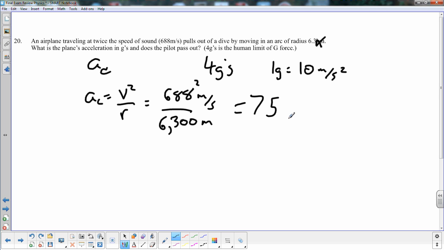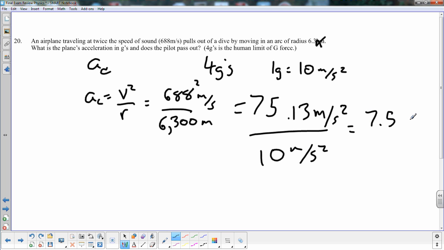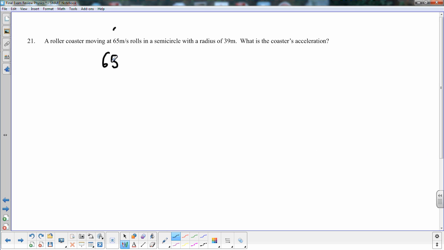65 squared over 39 is going to give us some interesting stuff for a roller coaster. A little bit of whiplash. We'll see. 39. Yeah, 10 Gs. It's not terrible. You won't like that very much. So 108 meters per second squared, which if you care is about 10 Gs. You would go to sleep too.